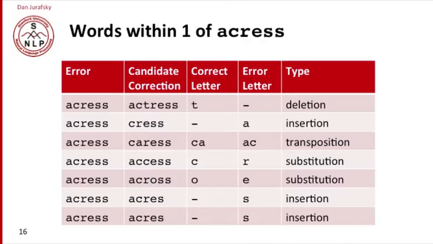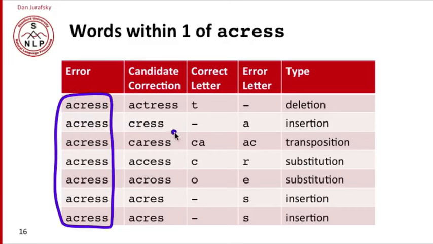So let's look at the candidates that are words within edit distance 1 of our misspelling ACRESS. So here's our error, ACRESS, and here's different possible candidates. So here's a candidate, actress. How does actress turn into acress? Well, the T turns into nothing, so T was deleted. So we have a deletion of a T. So a deletion of a T turns actress into acress.